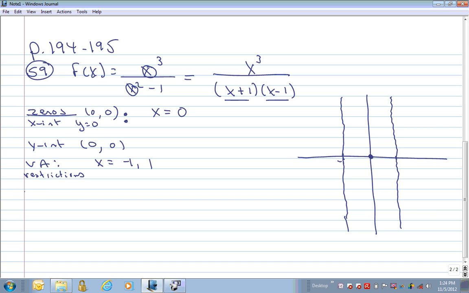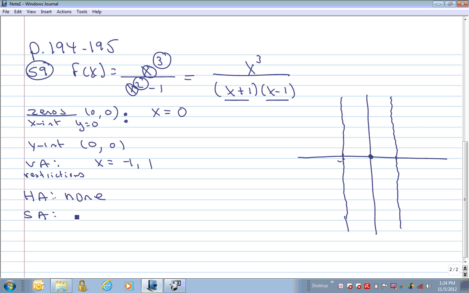The next thing we're going to look at is horizontal asymptote. We're going to compare the degree of the numerator, which in this case is 3, with the degree of the denominator, which is 2. And remember, we just talked about that. If the degree in the numerator is bigger, the top is bigger, then we have none. We don't have any horizontal asymptotes. And if it is larger by 1, in this case it is, then we probably have a slant asymptote.